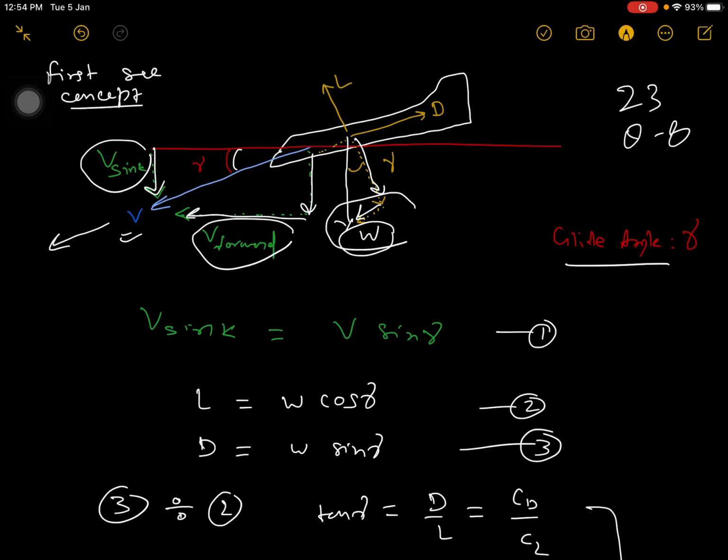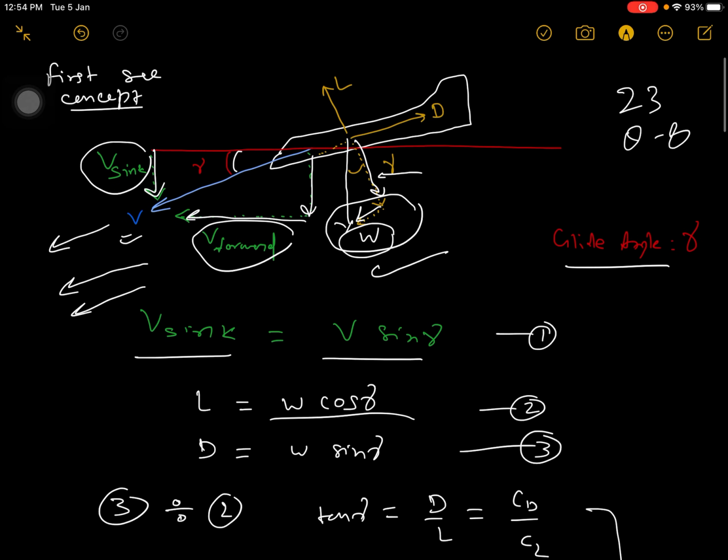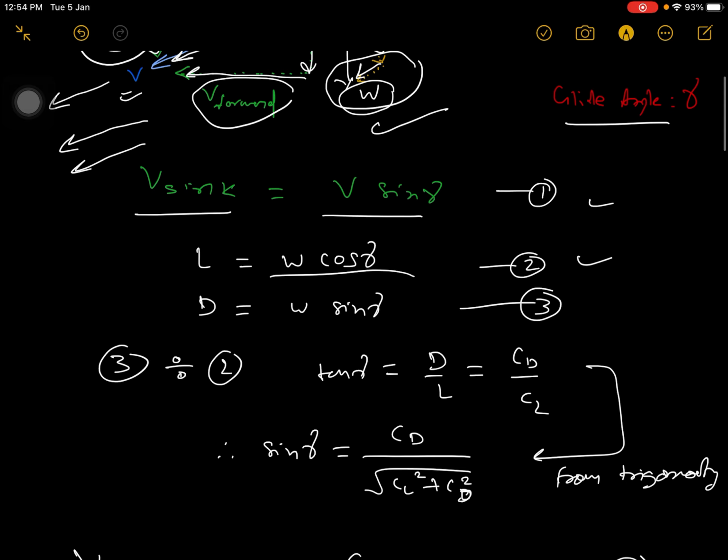This component is responsible to take the flight in the forward direction, I mean in this direction. Anyway, this component of the lift will be L cos gamma and this component will be L sin gamma. So I can equate sink speed as V sin gamma, because if I resolve the components, this will be V cos gamma and this will be V sin gamma. So V sink is V sin gamma. We got three equations, highly important.